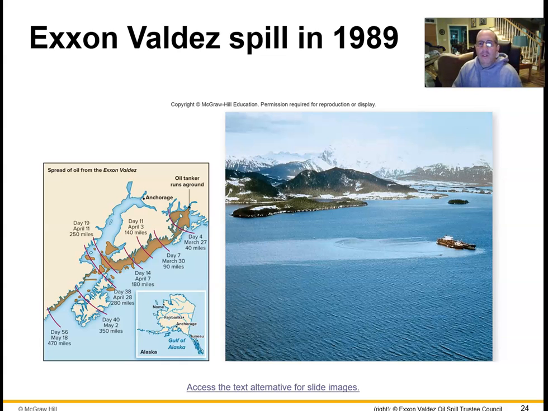1989, this is when I was in college. The Exxon Valdez ran aground in Alaska. And you can see here, this is where it ran aground. You can see the oil slick emanating from that. These were pristine, untouched waters out here. And you can see, this is where it ran aground right here. And you can see the movement of this oil spill over time down the coast.